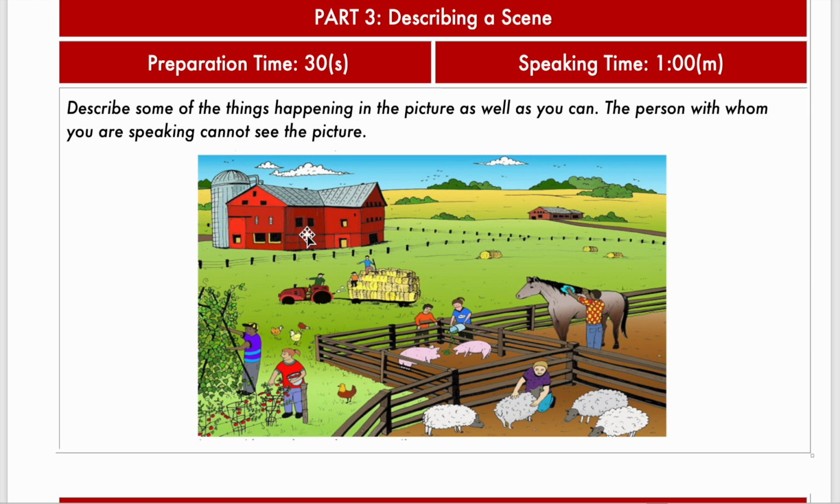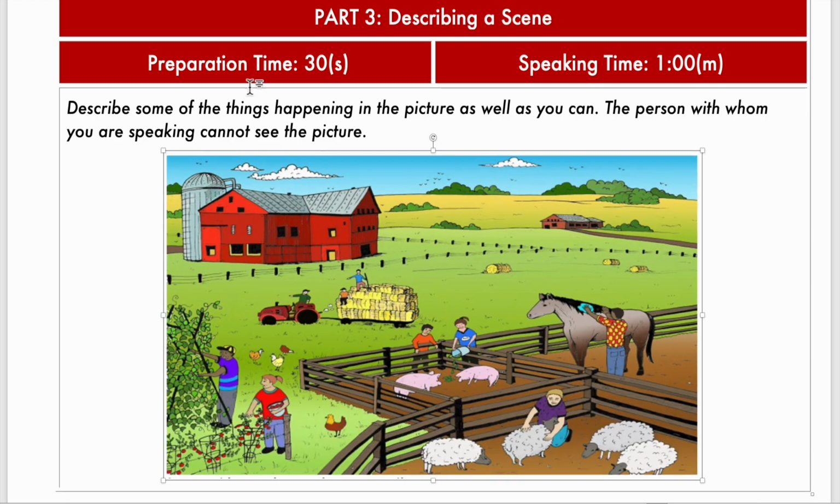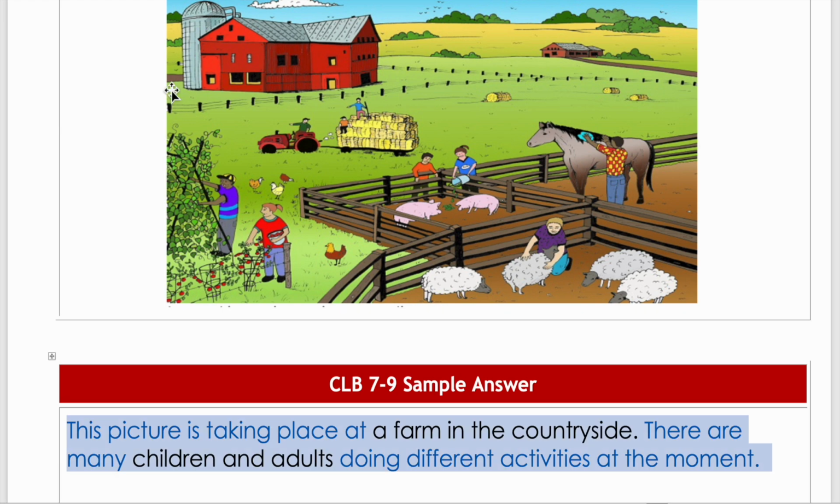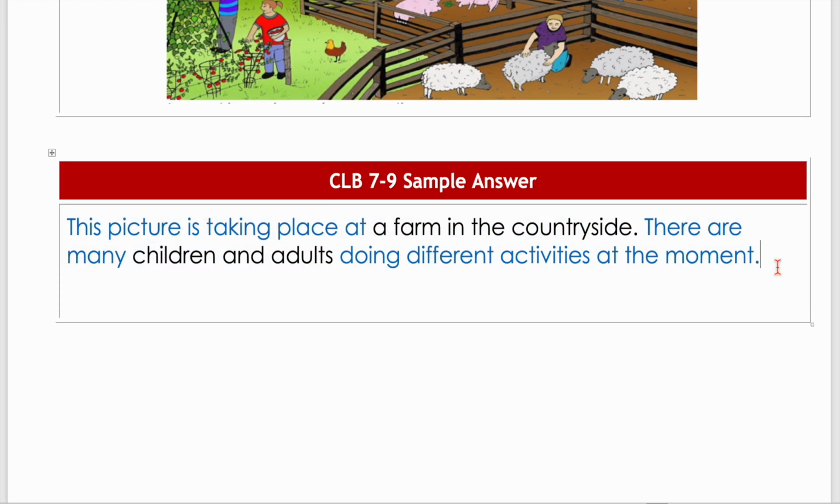So let's start. Let's introduce the question. Okay. This picture is taking place at a farm in the countryside. There are many children and adults doing different activities at the moment. Very standard, very normal.